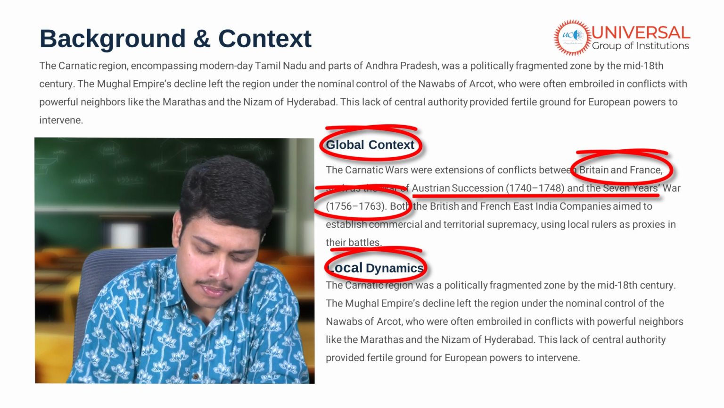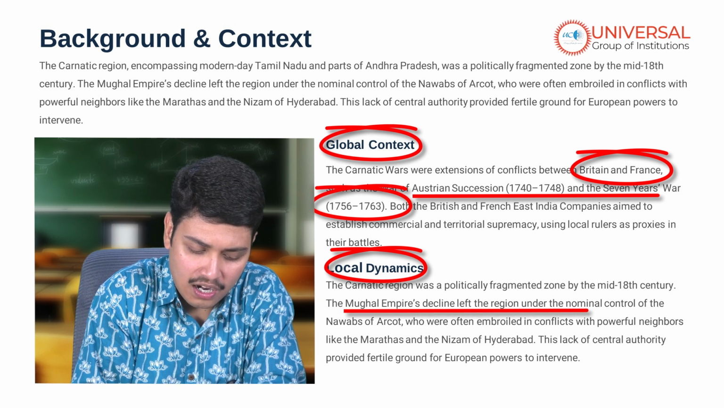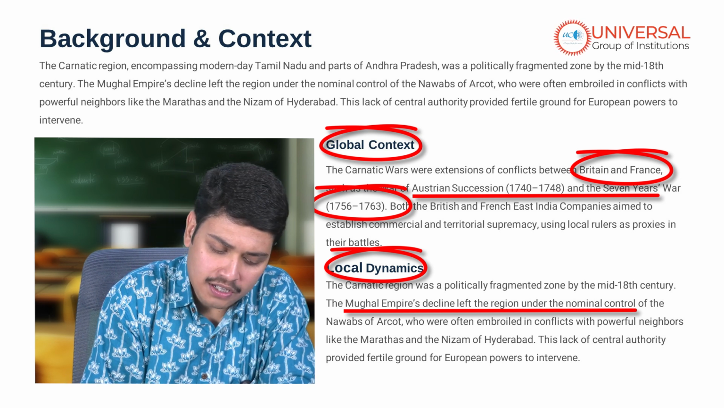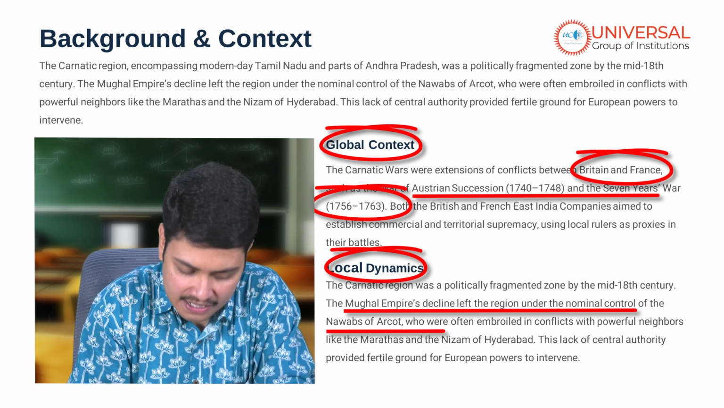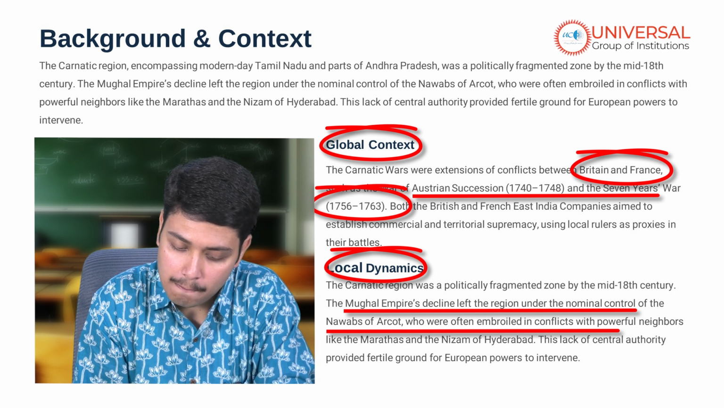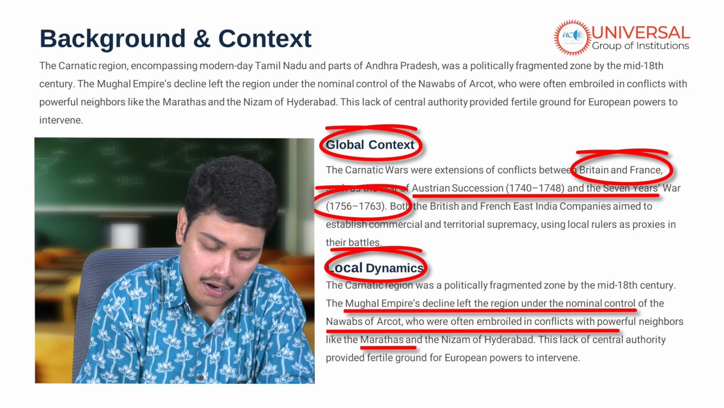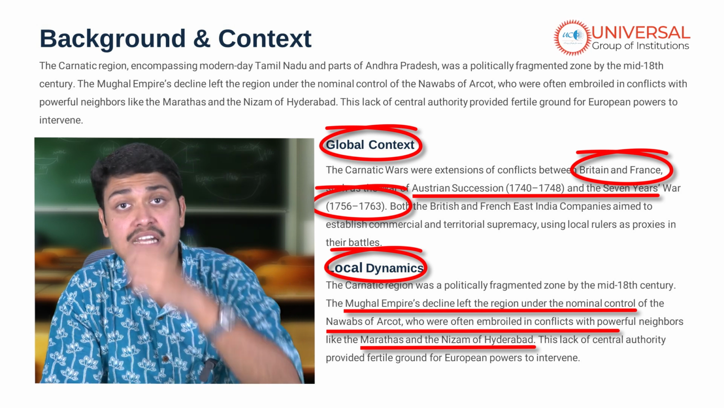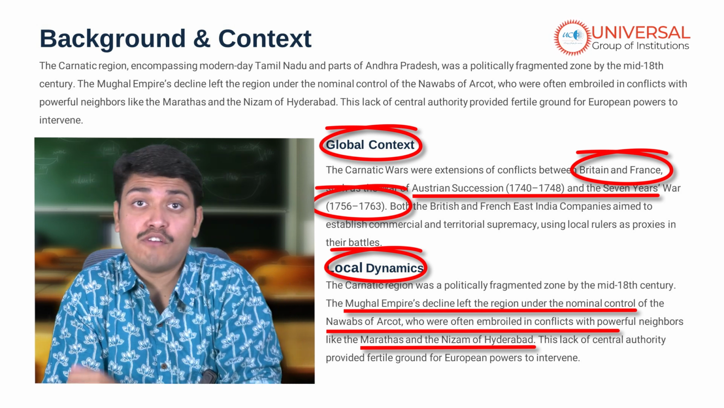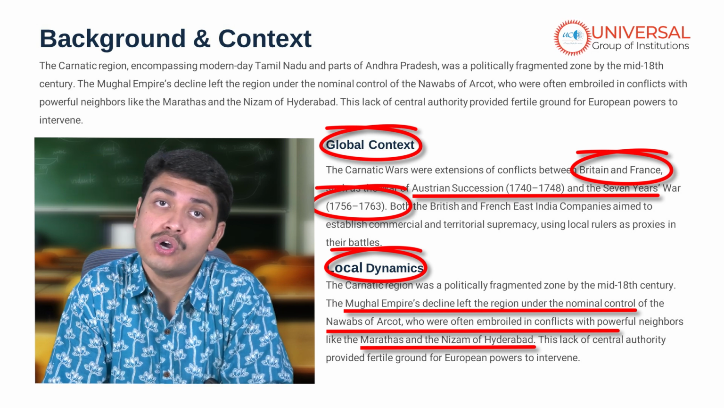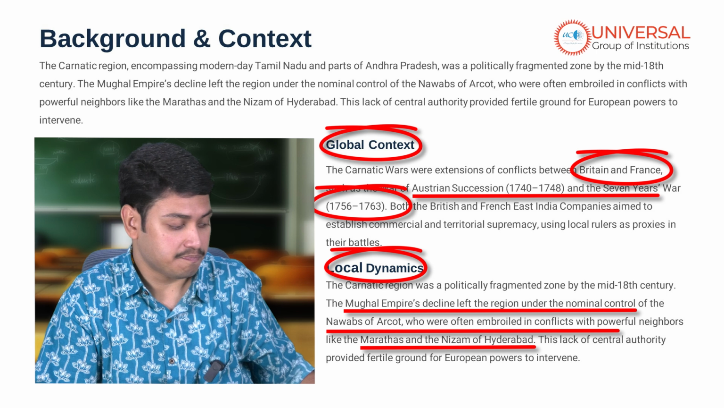As we can see, the decline of the Mughal Empire left the region of Karnataka under the nominal control of the Nawab of Arcot, who was often embroiled in conflicts with powerful neighbors like the Marathas and the Nizam of Hyderabad. The Nizam of Hyderabad and the Nawab of Arcot are the two important political powers of the Carnatic Wars.